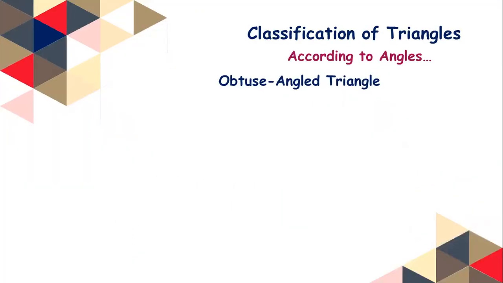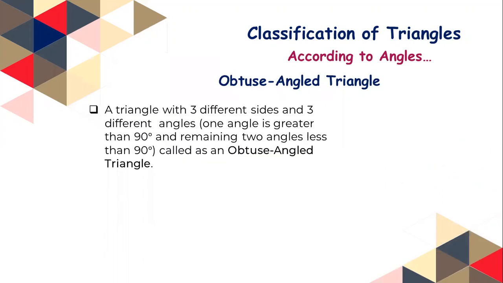Here is the last type of triangle according to angles. A triangle with three different sides and three different angles, but one angle greater than 90 degrees and the remaining two less than 90 degrees, is called an obtuse angle triangle. In this figure, one angle is greater than 90 degrees, that is 96, and the others are 47 and 37, which are less than 90 degrees. So it is called an obtuse angle triangle.